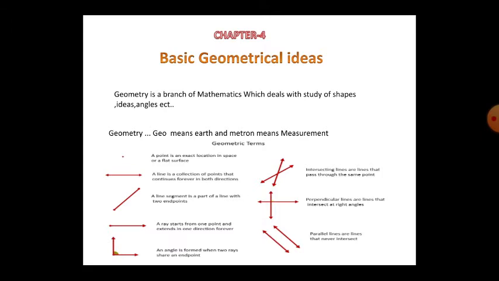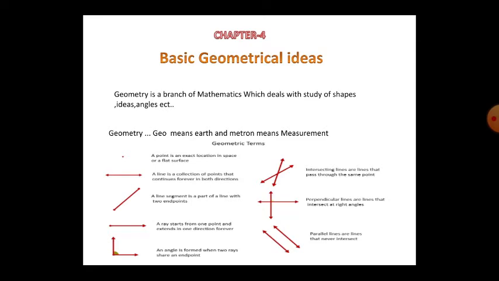What do I mean by line segment? A line segment is a part of a line. You know, children, a line you cannot measure, but a line segment you can measure. Segment means cutting. You are cutting, so that is the reason a line segment is a part of a line. A line segment is a part of a line with two endpoints. How many endpoints are there in a line segment? There are two endpoints.